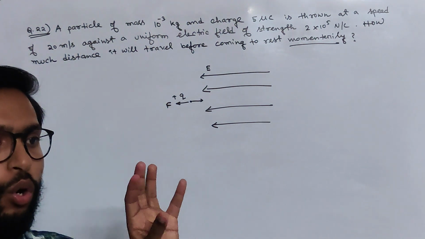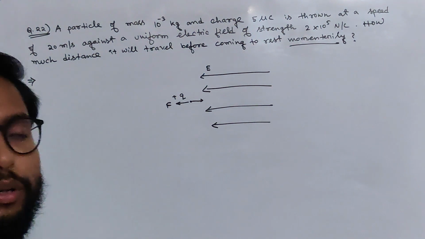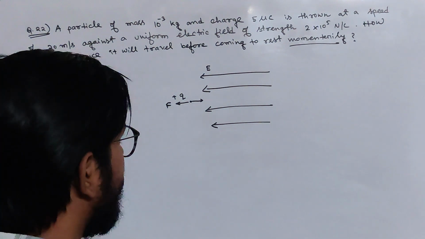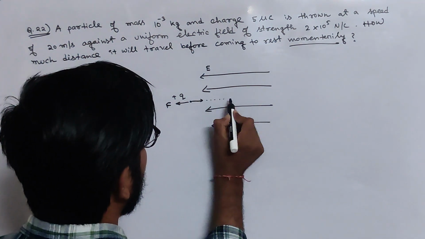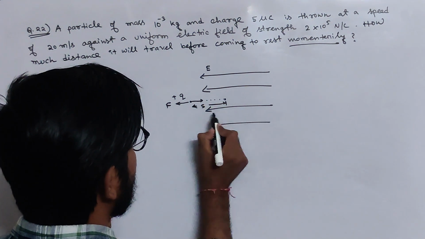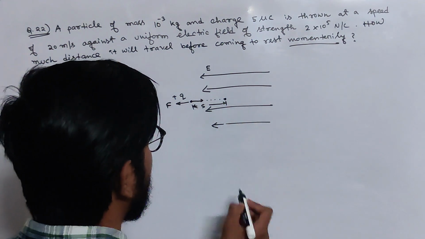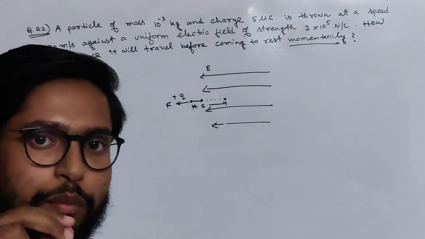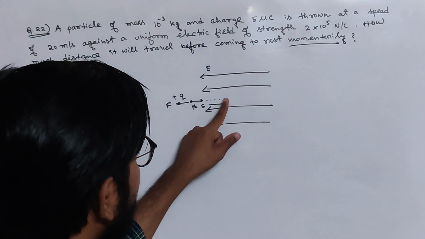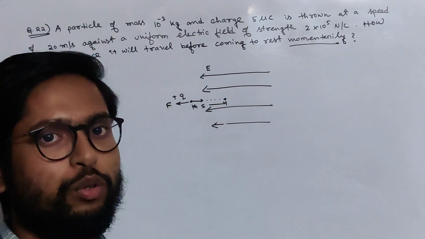Now if it tries to go in a direction opposite to the direction of the force, then after some time it will come to rest. Momentarily it will come to rest, right? It will go, and let's say it comes here after covering a distance s, it comes to rest momentarily. When it comes to rest, then again this plus charge will move in the direction of the electric field, because at that position its kinetic energy will become zero.